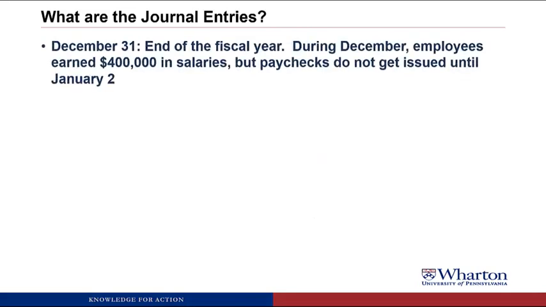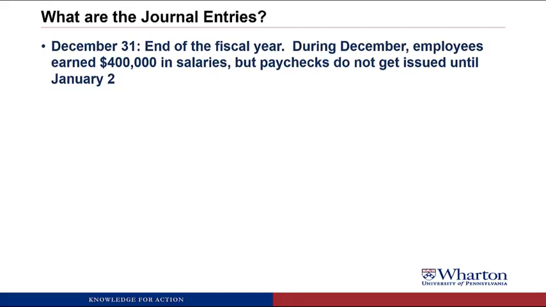Next set of transactions. So it's December 31st. It's the end of the fiscal year. During December, employees earn $400,000 in salaries, but paychecks do not get issued until January 2nd. It's the end of the fiscal year, so we have to ask ourselves whether we need an adjusting entry.